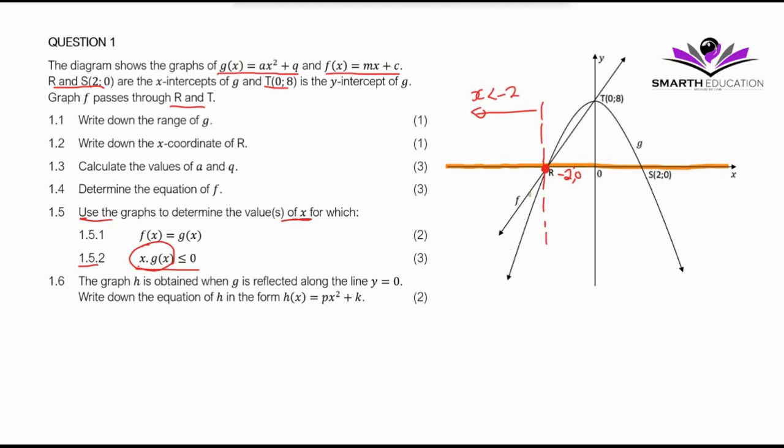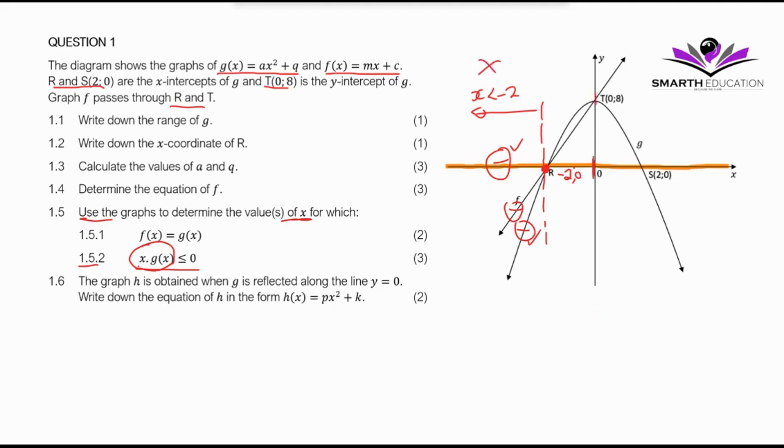So both graphs, when x is less than -2, remember the number line, when you're going to the left, the numbers become smaller. When x is less than -2, both graphs are negative. But now we're interested in g of x and the x values. So the x values are negative. On the left of the origin, the x values are negative. On the right of the origin, x values are positive. So now it will be negative times negative. So it will give us positive. So we don't want this region.